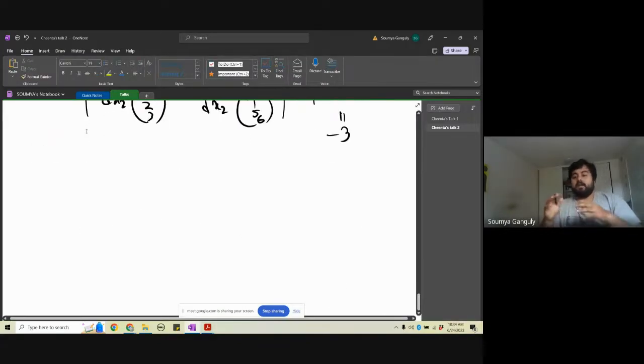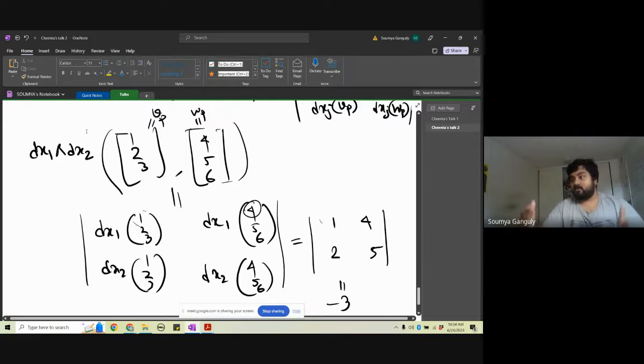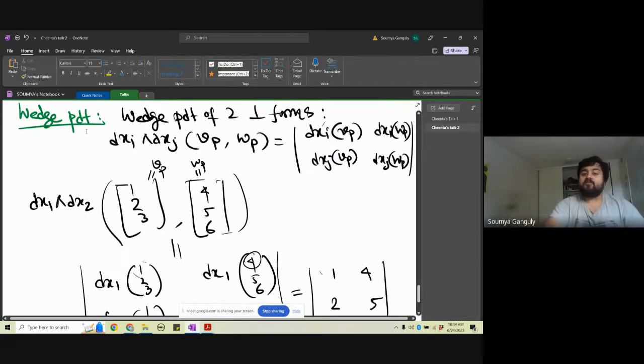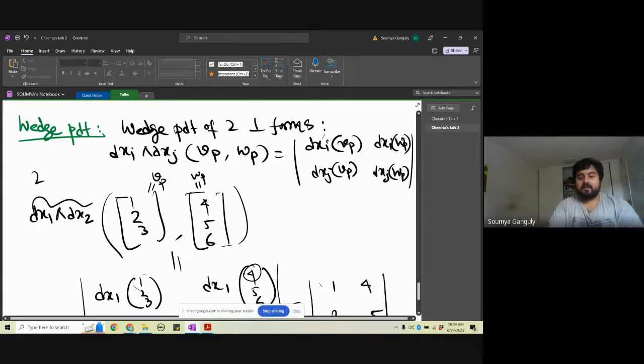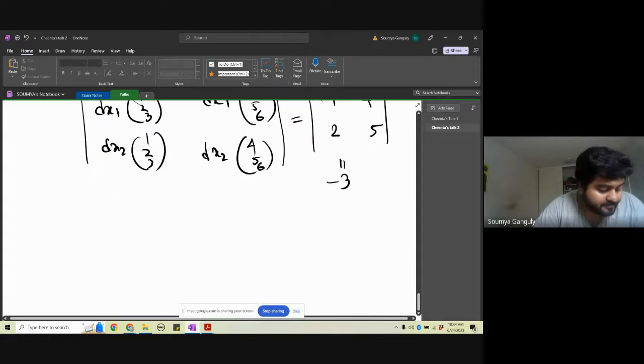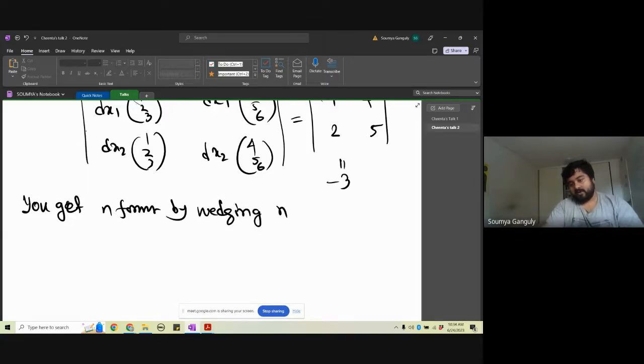Now, similarly, you can wedge n one forms together to get an n form. This is called a two form because it takes two vectors and gives you a number. So similarly, you can get n forms by wedging n one forms together.